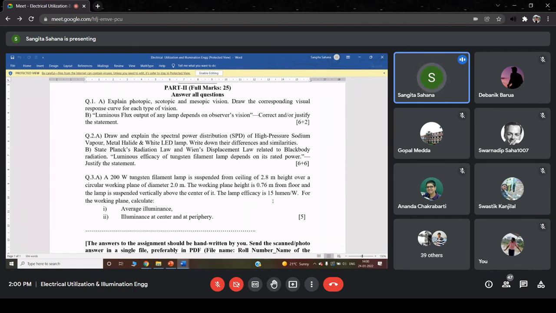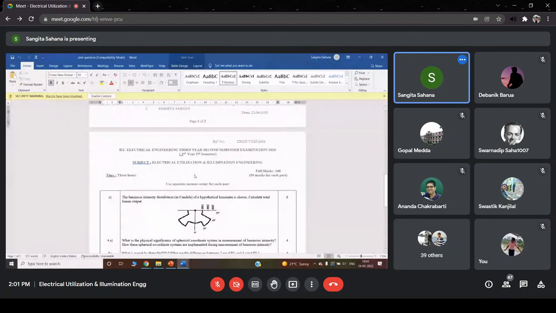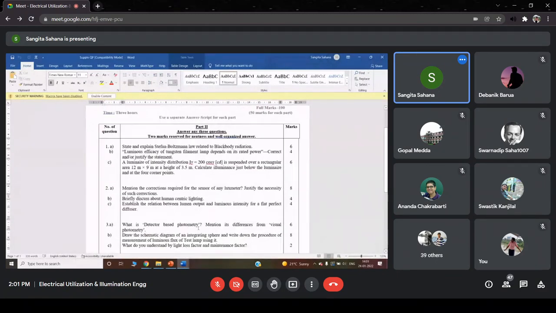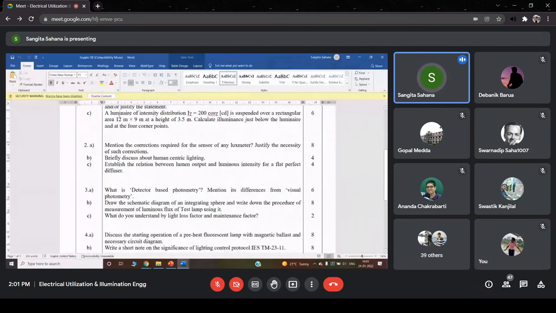You can take a screenshot or a picture of this problem 3A. Illuminance at center will be I by d square, illuminance at periphery I cos theta by d square. Then average illuminance. Another problem is given: a luminaire of intensity distribution I equals 200 cos gamma is suspended over a rectangular area. Calculate illuminance just below the luminaire at the four corner points.